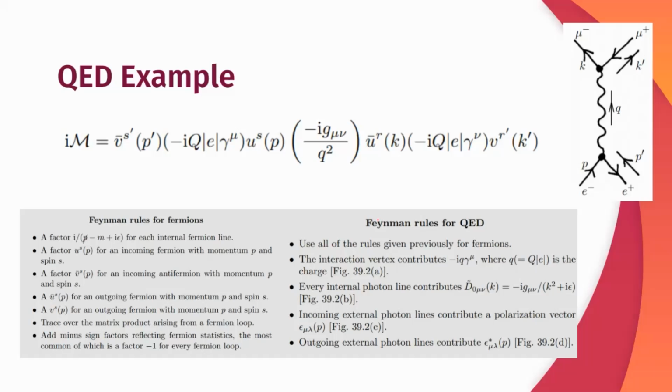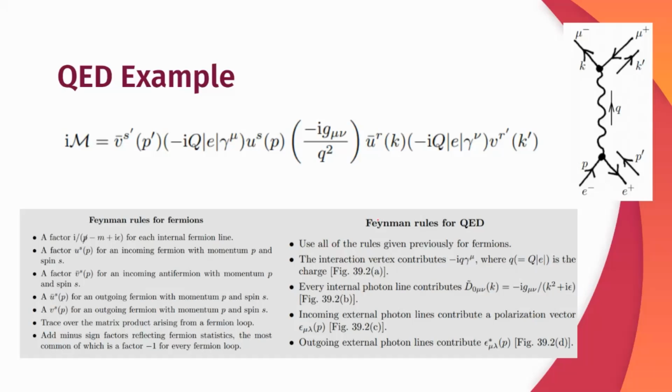And then in the next slide, we see that we can use the Feynman rules for fermions and QED to translate that into an equation for the scattering amplitude. So one second, let me move my stuff around. Okay, so let's try to translate this into an equation, but really quickly.